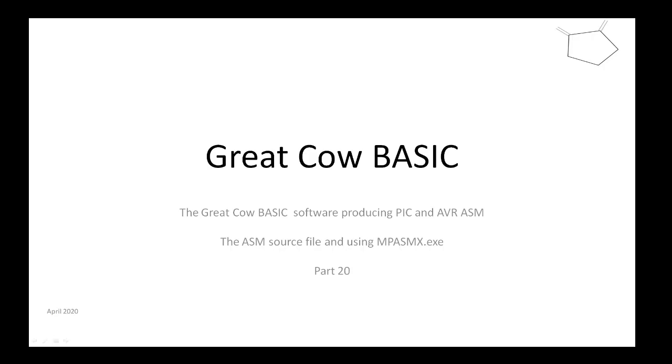Welcome to another Great Cow Basic training session. Today we're on part 20. Part 20 is looking at how Great Cow Basic produces PIC and AVR ASM, the layout of the file, and we're going to be looking at a source file and using a thing called MPLAB, but you could be using any other tool.